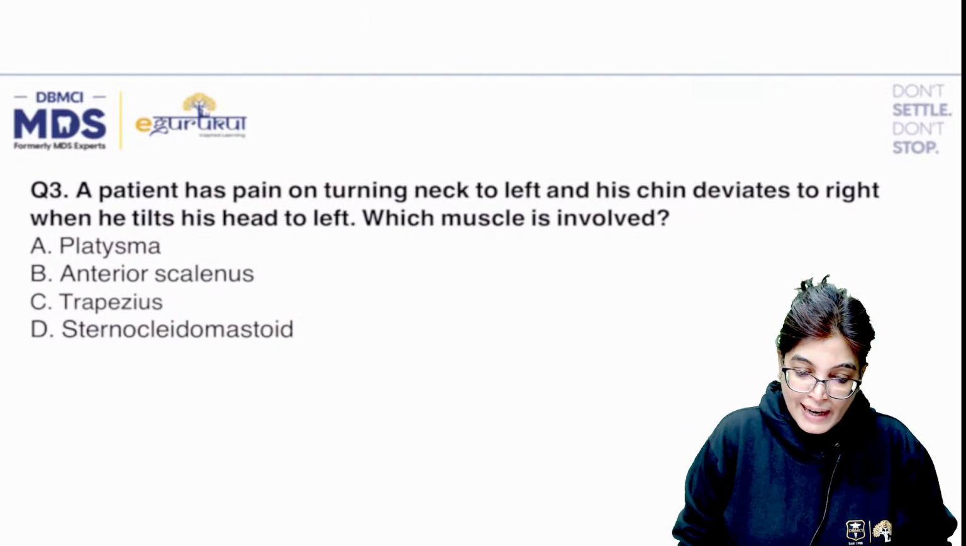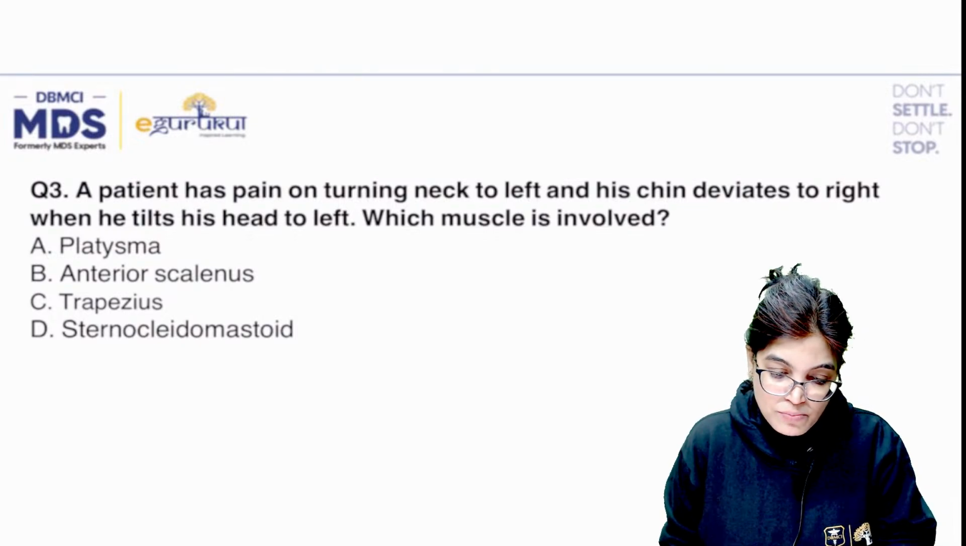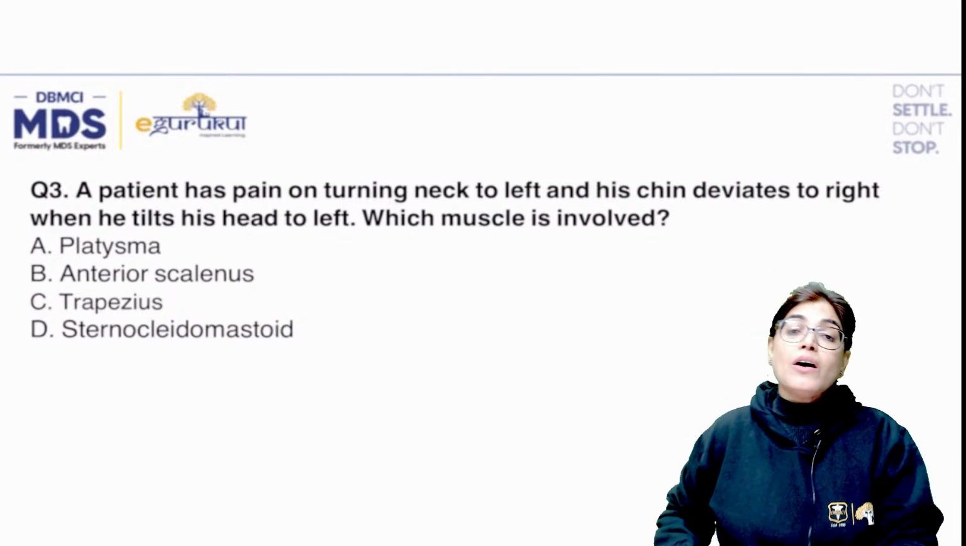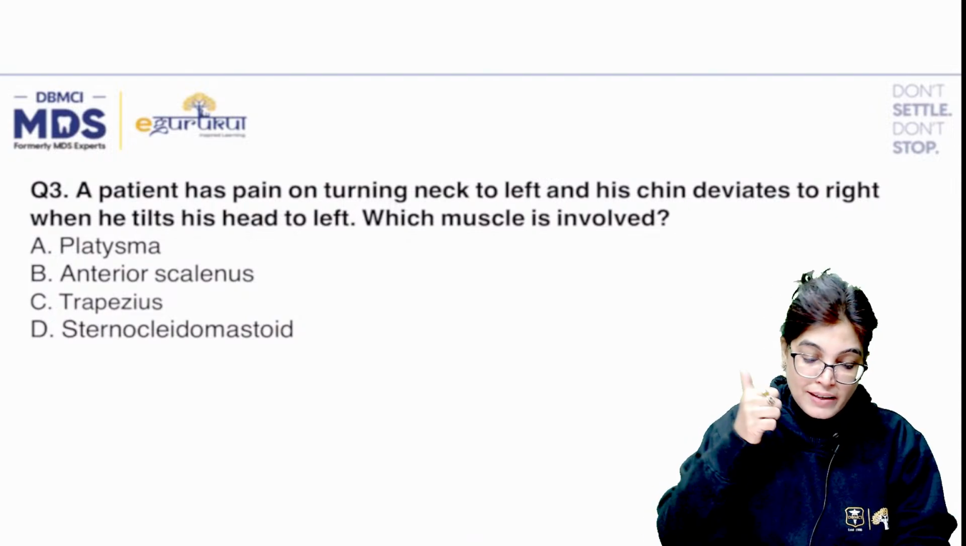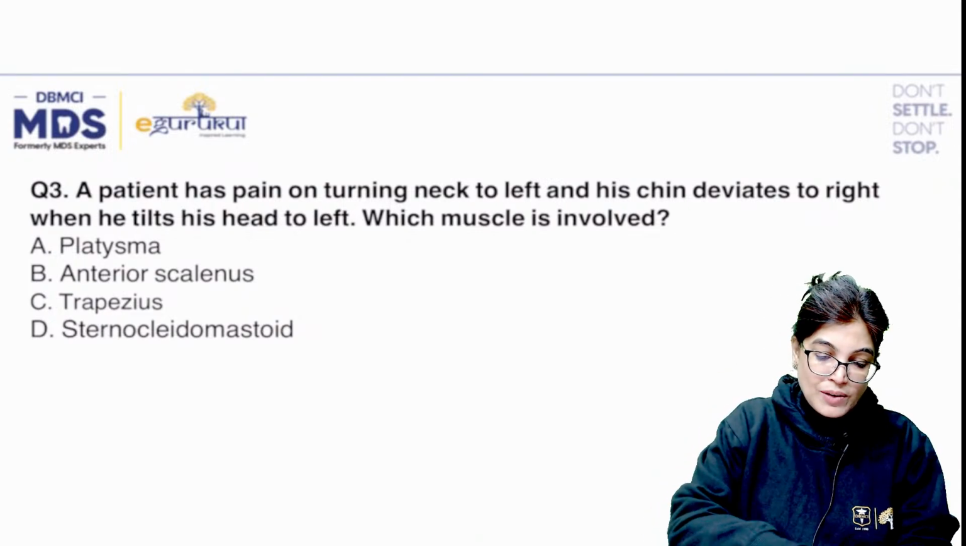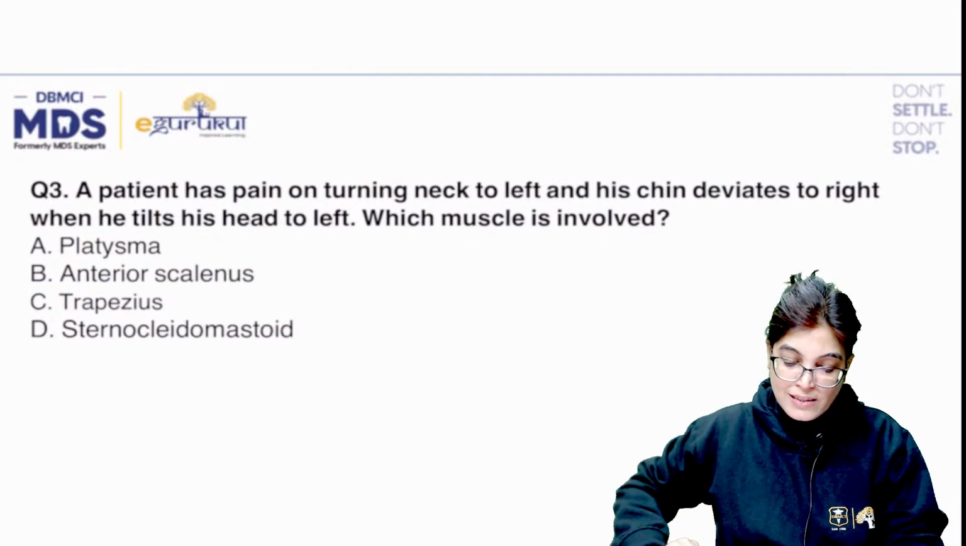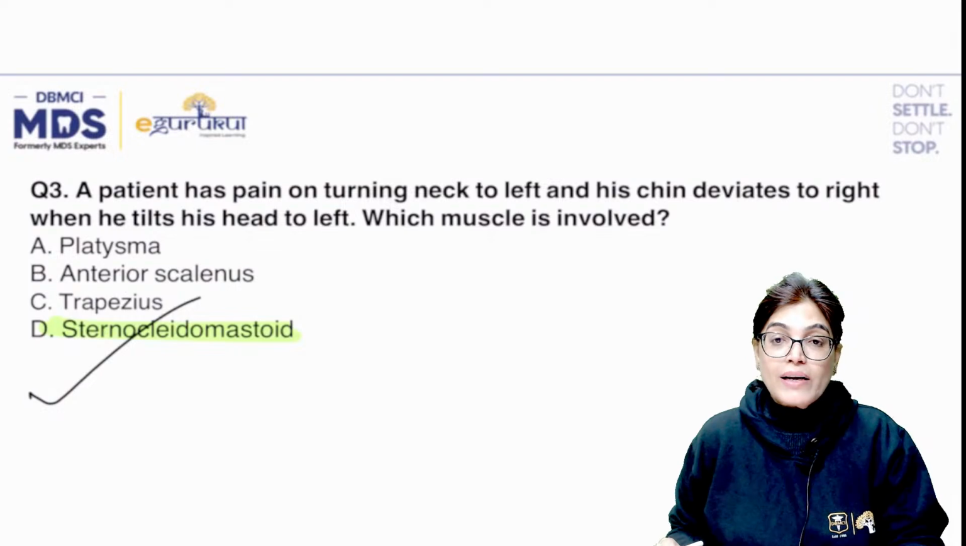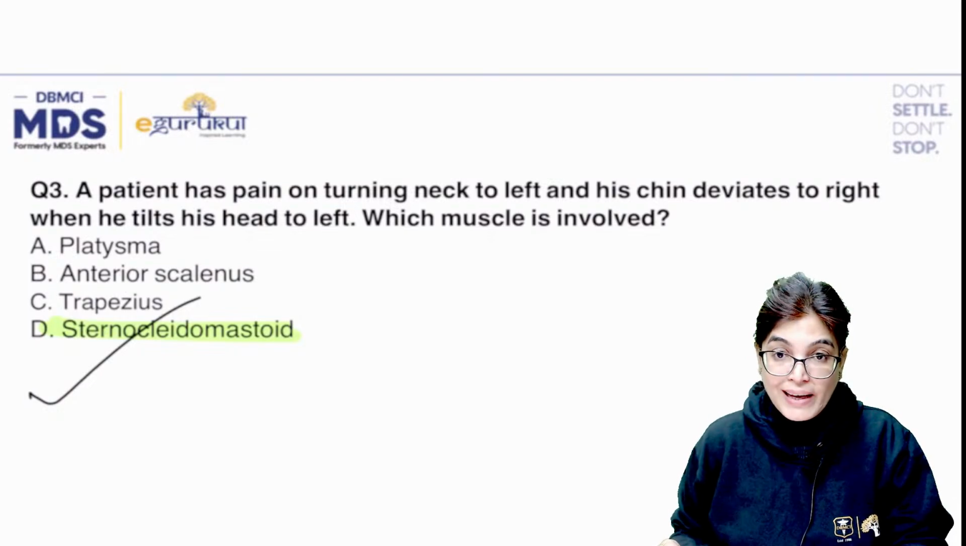So I want a right answer. Many of the students have already given the answer: Pawar, Mahant, Goswami, Aditi Huda, Joshi. All of you have given an excellent answer, and a thumbs up goes to you. The correct answer is the sternocleidomastoid muscle. This is the action of the sternocleidomastoid muscle, which is called the sideway gaze.